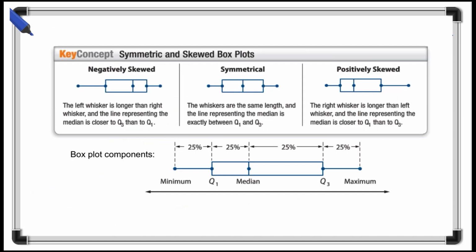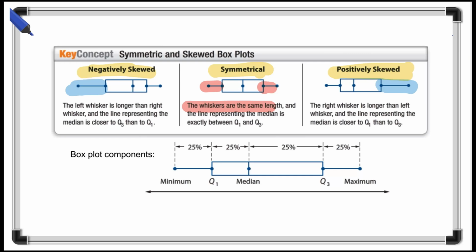So now we're going to talk about box plots. Now, if you look at how we talk about negatively or positively or symmetric distributions, when you look at a box plot, it is going to be very similar. So if you're negatively skewed, the left whisker is longer than the right whisker. And if you're positively skewed or skewed to the right, the right whisker is going to be a little longer. And if you are symmetrical, the whiskers are about the same length.